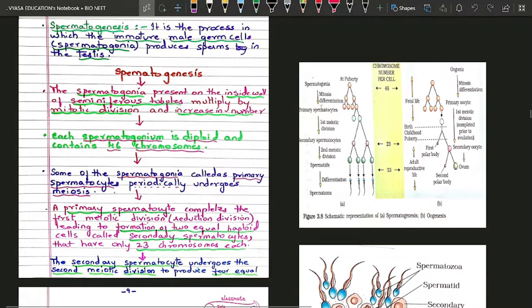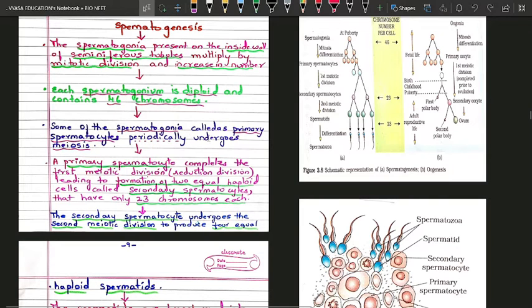Each spermatogonium is diploid and contains 46 chromosomes. When they are diploid, they are 46. When they are haploid, they are 23. Some of the spermatogonia become primary spermatocytes. They periodically undergo meiosis. The first meiotic division occurs here. A primary spermatocyte completes the first meiotic division, that is the reduction division. It reduces, see, from 46 it has reduced.